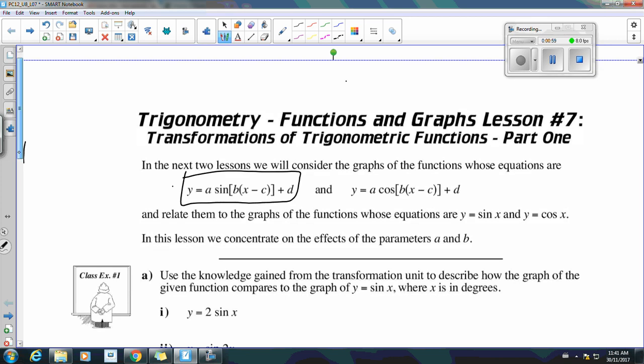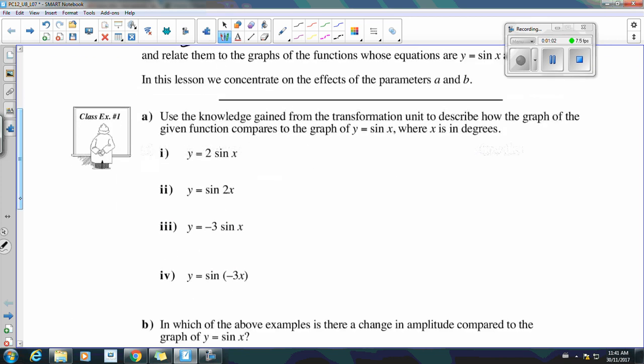Use the knowledge gained from the transformations unit to describe how the graph of the given function compares to the graph of y equals sine of x. Here we have a 2 in front of sine, so this would be the same as having this. If we wanted to, we could write it either way.